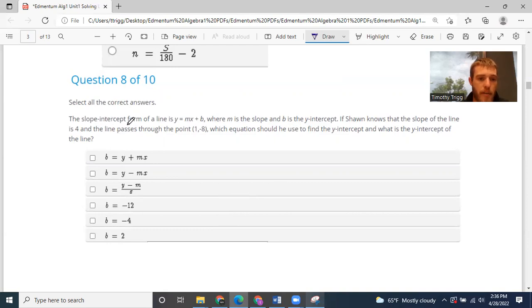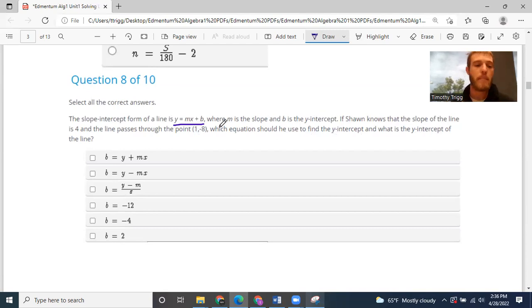The slope-intercept form of a line is y equals mx plus b. We're going to go over that formula in particular quite a bit in later units. y equals mx plus b. It's the slope-intercept form of a line, where m is the slope and b is the y-intercept. If Sean knows that the slope of the line is 4 and the line passes through the point (1, -8), which equation should he use to find the y-intercept and what is the y-intercept of the line?